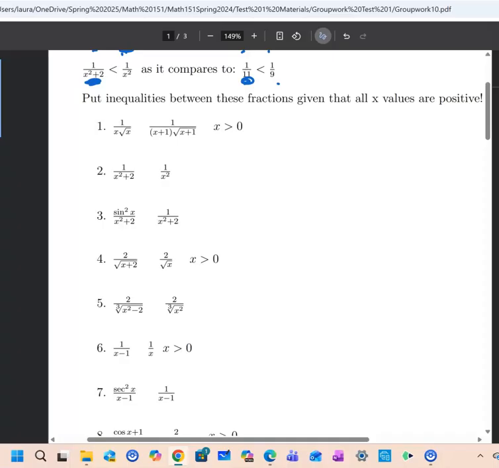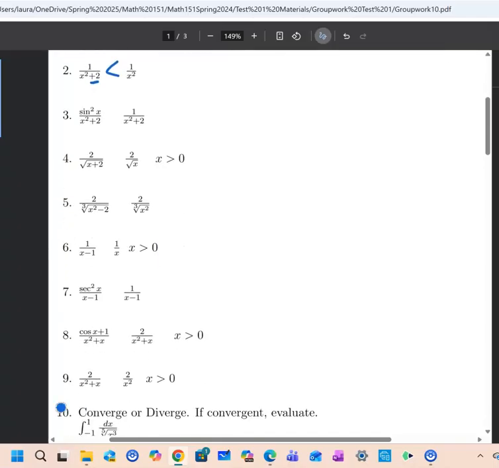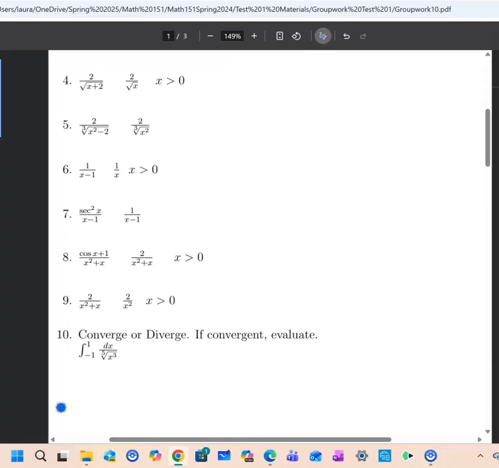Okay, so we're going to always take into account that the x values are positive, so which would be smaller is what I would encourage you to think of. This has more in the denominator. How about here? This has more in the denominator. And then here, I know sine squared is smaller than or equal to 1, so I can make the inequality this way. Which one has more in the denominator?